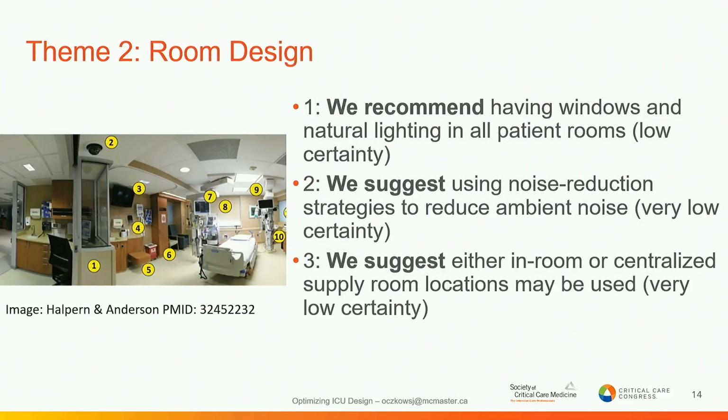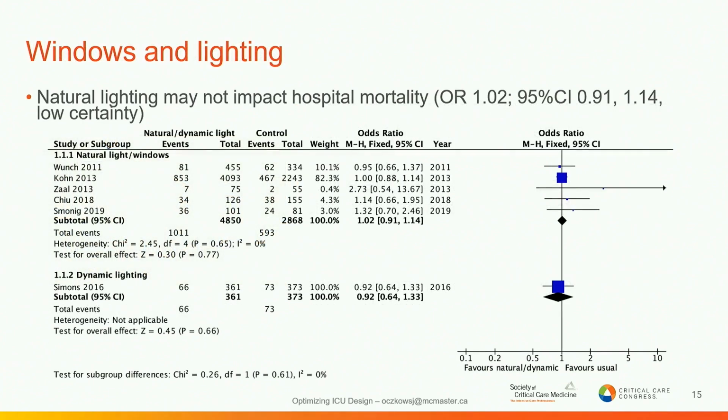What about room design? So we made 3 recommendations. Firstly, we recommend having windows and natural lighting in all patient rooms. We suggested noise reduction strategies to reduce ambient noise levels, and we suggested that either in-room or centralized supply room locations may be useful. Natural lighting, surprisingly, or not surprisingly, I guess, if you've been following critical care literature for decades, as many of us have, does not impact mortality. And similarly, dynamic lighting, where the lighting changes, I have this in my house, I really like it, but it does not appear to impact mortality.